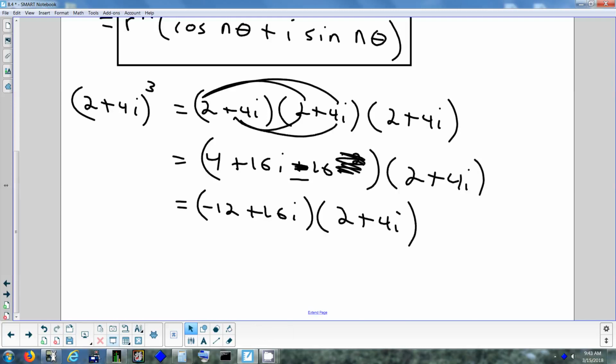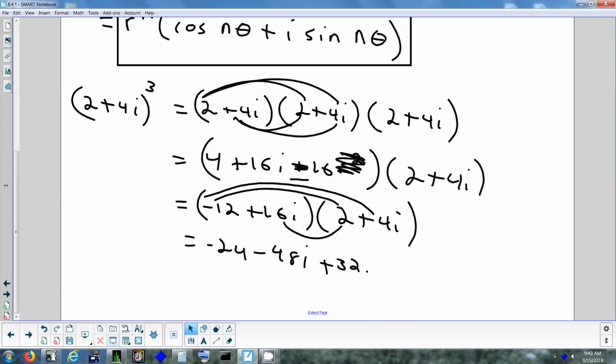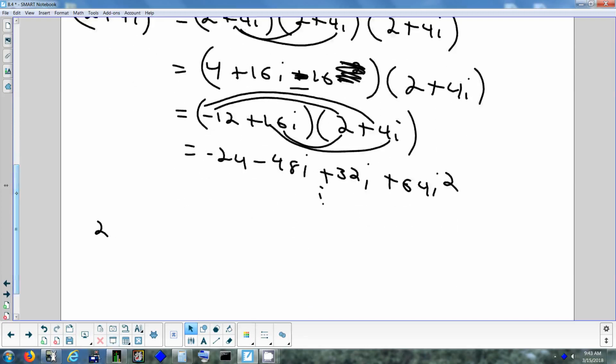Now I'm ready to FOIL it again. Negative 12 times 2. Negative 12 times 4i. 2 times 16i. And then 16 times 4 is 64i squared. And then I would have to keep going. I would change the i squared to -1, combine like terms, and get the answer. Not bad. I could have probably finished that up in another 15, 20 seconds. But let's say you asked me to do 2 plus 4i to the 35th power. So now I'm having to write that out 35 times and FOIL it. There's hundreds of steps and combining. You're probably going to make a mistake somewhere.